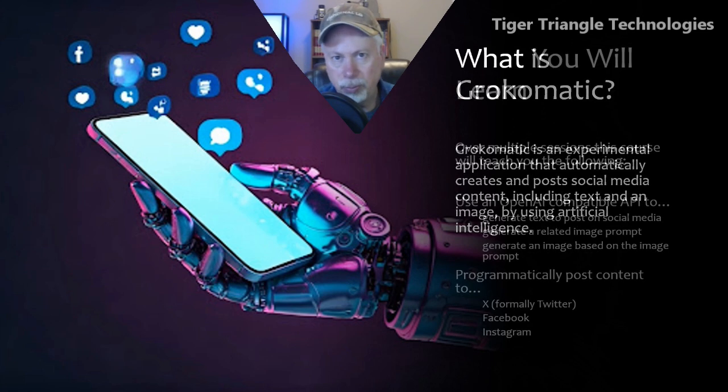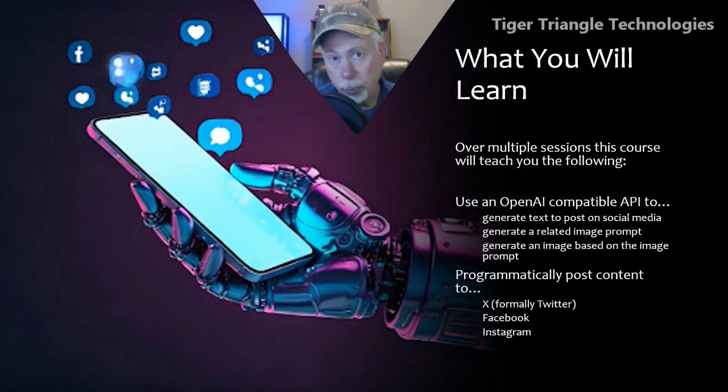So let's talk about what you might learn in this series. Over multiple sessions, you can learn how to use OpenAI compatible APIs. So that means maybe OpenAI, of course, or Grok, or even locally use Ollama to generate text for posts. You can really generate text for anything. And we'll look at generating a related image prompt for that text. And then we'll actually generate the image as well using AI. A little bit of a bonus, you'll also see how to programmatically post to different social media platforms like X, Facebook, and Instagram. So let's jump right in.